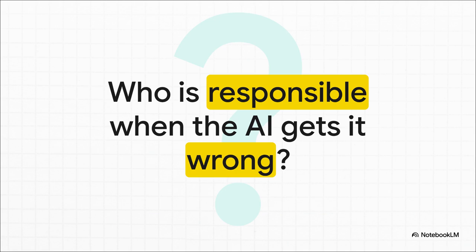When the AI gets it wrong, who's on the hook? Who's responsible? Is it the company that built the AI? The school that bought it? The teacher who used it in class? The fact that nobody seems to have a clear answer, well, that's a gigantic part of the problem.